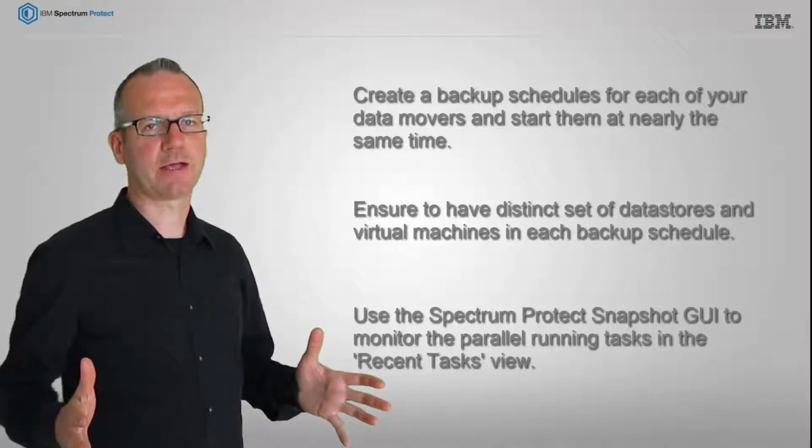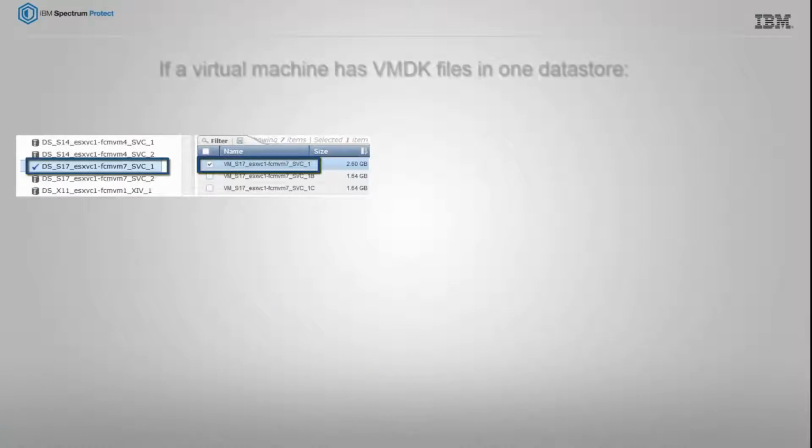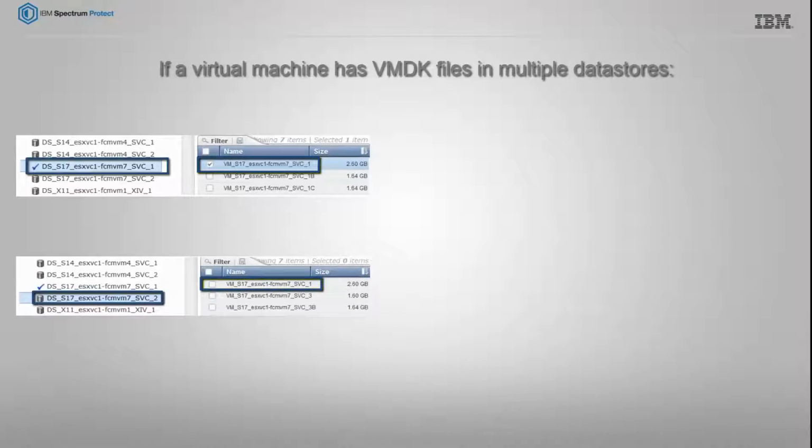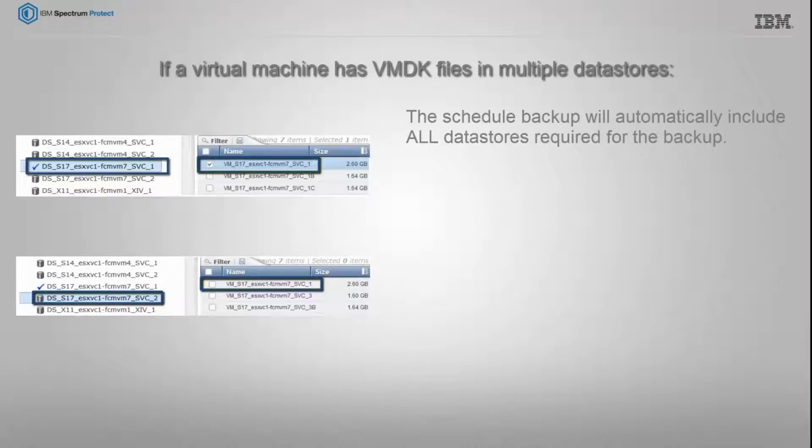Again, let's zoom in and take a look at the details. Usually the recommendation is to have each data store in a separate backup offload schedule. That works fine as long as all VMs on that data store only have their VMDK files in that particular data store. Special considerations are required for virtual machines with VMDK files in multiple data stores. As in this example, our VM has VMDK files in 2 data stores. In such a case, the scheduled backup will automatically include all data stores required for the backup.